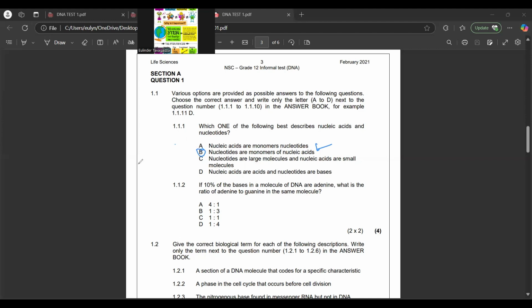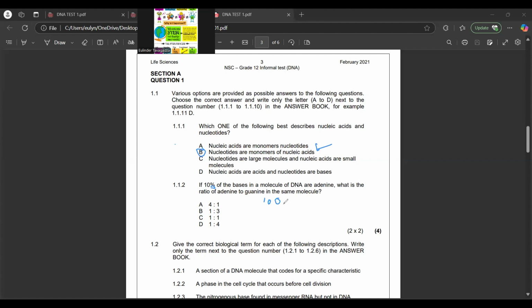Now let's move on to 1.1.2. If 10% of the bases in a molecule of DNA are adenine, what is the ratio of adenine to guanine in the same molecule? Right, so first let's deal with adenine. The moment you are given 10%, you know that the total is out of 100, because percent equates to 100.